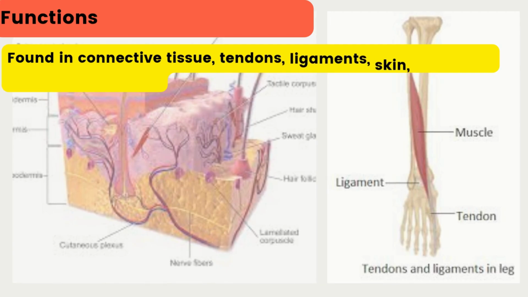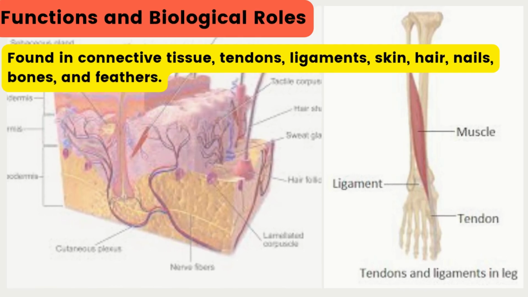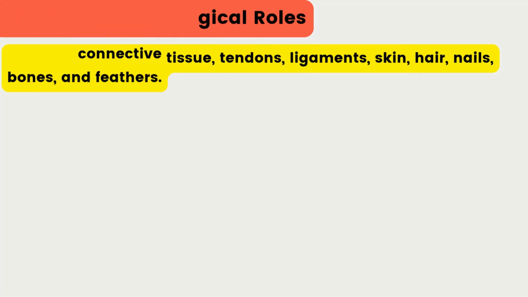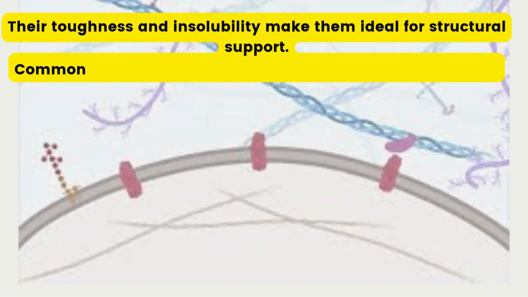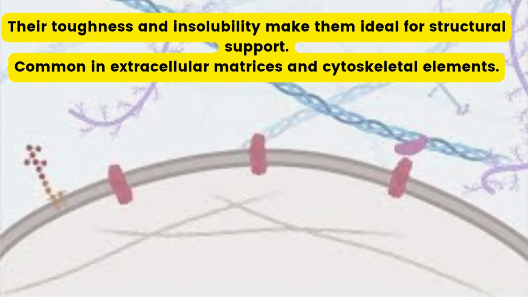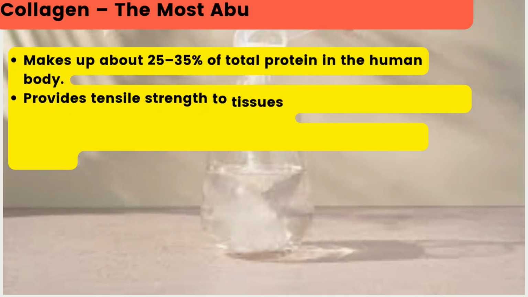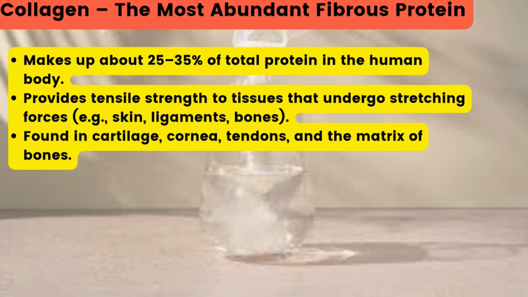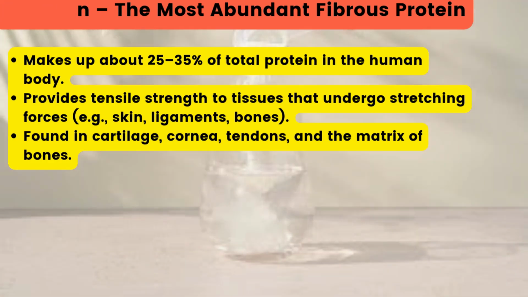Function and biological roles. Found in connective tissue, tendons, ligaments, skin, hair, nails, bones, and feathers. Their toughness and insolubility make them ideal for structural support, common in extracellular matrices and cytoskeletal elements. Collagen structure makes up about 25 to 35% of total protein in the human body. Provides tensile strength to tissues that undergo stretching forces, example, skin, ligaments, bones. Found in cartilage, cornea, tendons, and the matrix of bones.